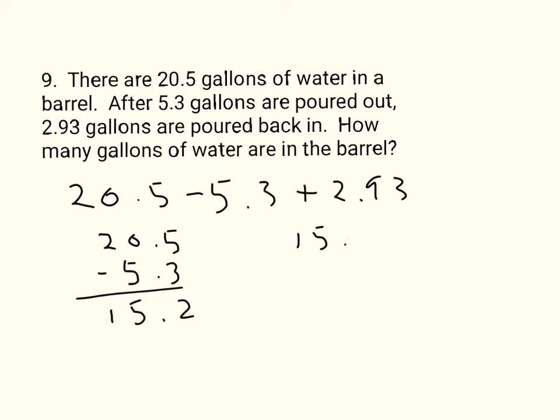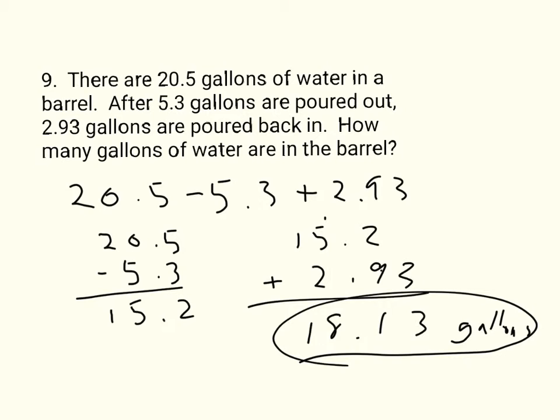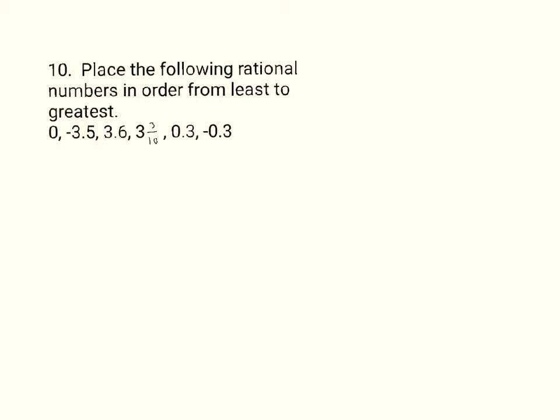And to that answer, we will add 2 and 93 hundredths. Careful to line up the decimals when you're doing addition and subtraction. That's the basic rule, that you have to be adding the same things, which in this problem means place value. Make sure you're adding ones to ones and tenths to tenths, etc. So there's now 18 and 13 hundredths of a gallon left in that tank or barrel.